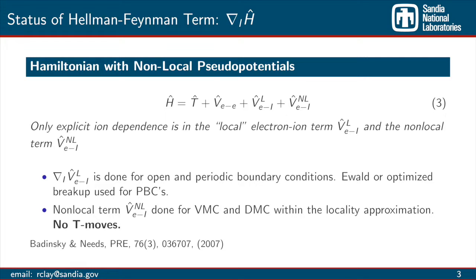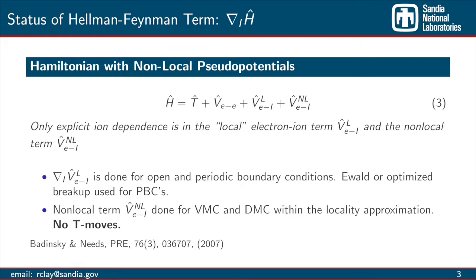That's because, once you clear the first row, it's pretty much insane to do all-electron calculations. And for most of the systems of interest, like transition metal oxides and such, we have to use non-local pseudopotentials. So what we've done so far, just focusing on the Hellman-Feynman term, that's this guy up here, is we've implemented procedures to calculate explicit analytic derivatives for the local piece of the pseudopotential and the non-local piece, both in open and periodic boundary conditions.